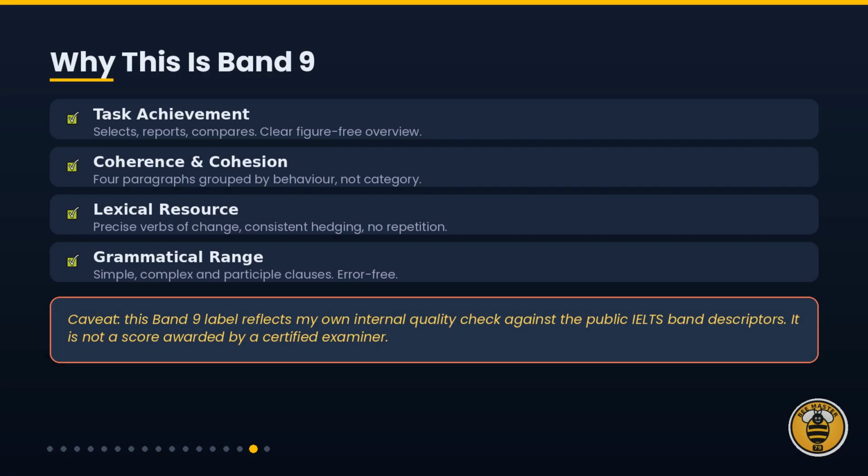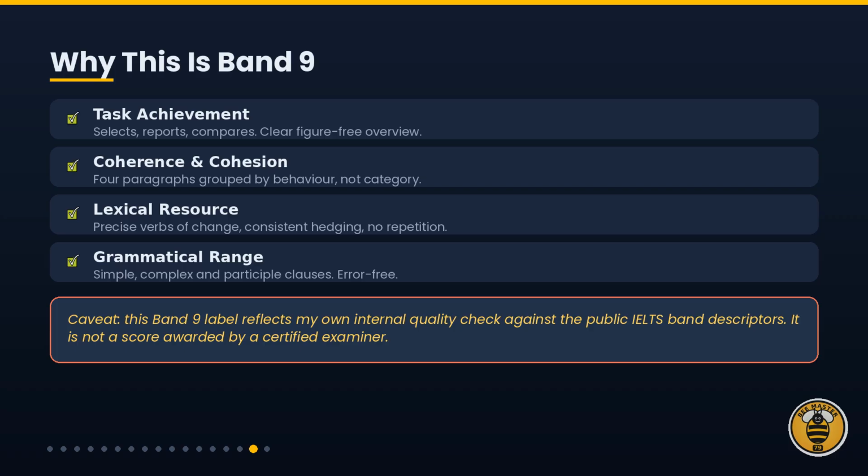Why this answer reaches Band 9. Task achievement. It selects, reports, and compares with a clear figure-free overview. Coherence. 4 logical paragraphs grouped by behavior, not by category. Lexical resource. Precise, varied verbs of change with consistent hedging. Grammar. A natural mix of simple, complex, and participle clauses with no errors.